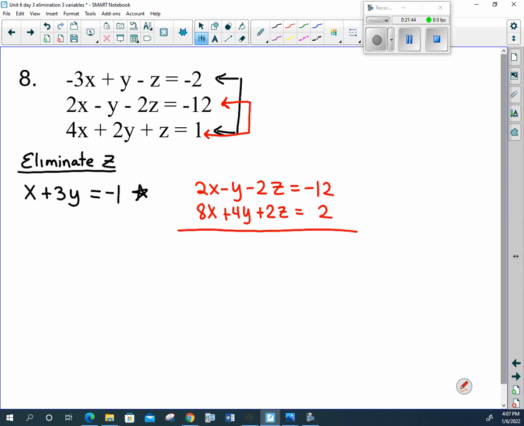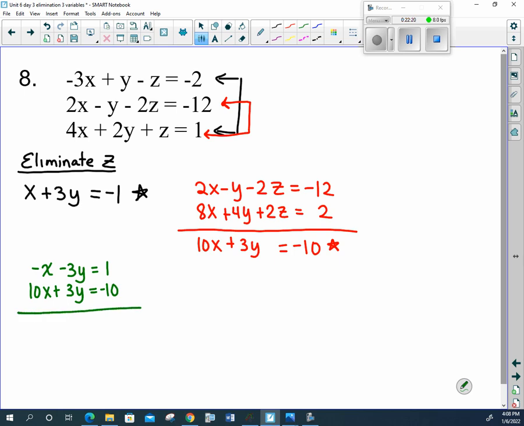So add those together, 10x plus 3y, the z's add to 0, equals negative 10. So there's my second start equation. Now I'd probably want to eliminate the y's because I've got positive 3y in both of them. So I will take this equation on the left, multiply it by negative 1. So that's going to be negative x minus 3y equals positive 1. And I'm going to add 10x plus 3y equals negative 10. Adding those together gives me 9x equals negative 9. So x is going to be negative 1.